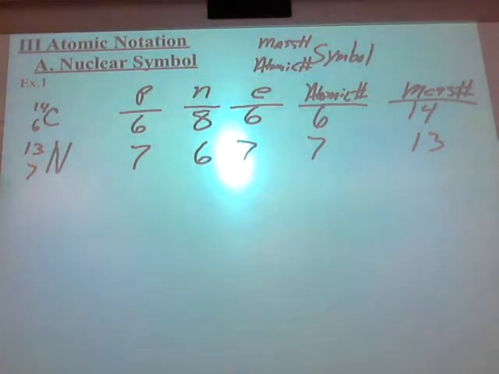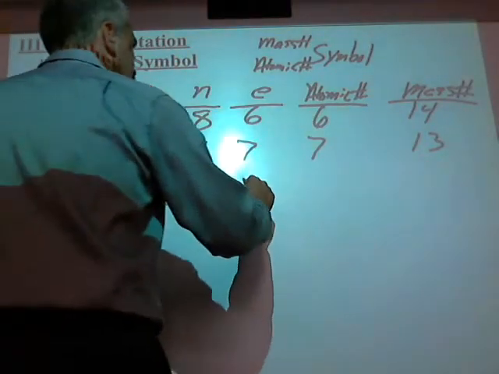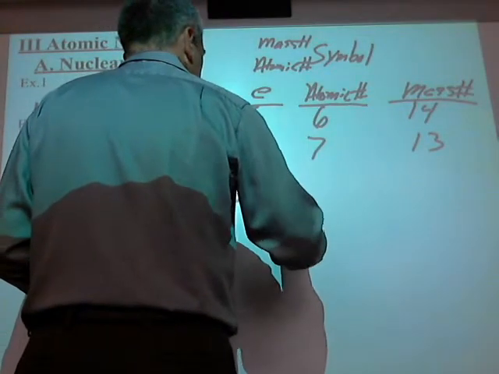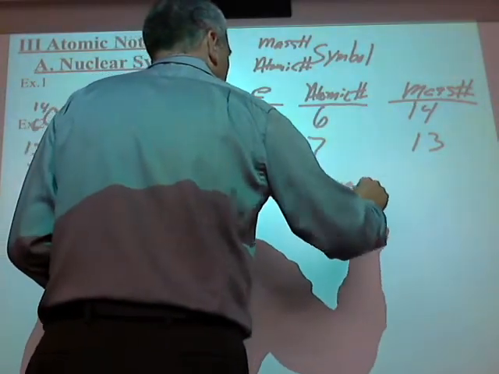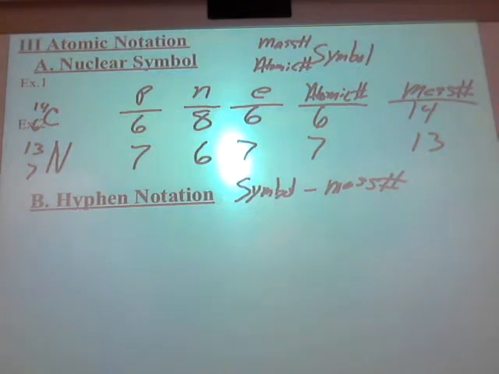All right, now I'm going to do a second way to show you these symbols, just because you often see them written both ways. Okay, try this one with the hyphen notation. Hyphen notation is going to be a little less descriptive than the nuclear symbol. You'll just have the symbol and then the mass number. Symbol followed by the mass number.